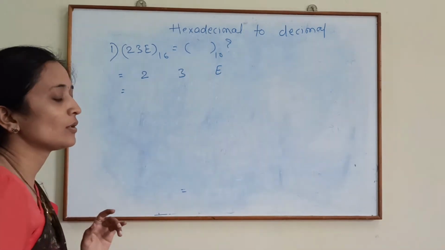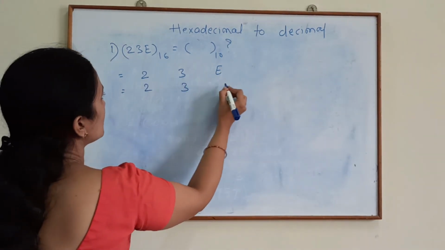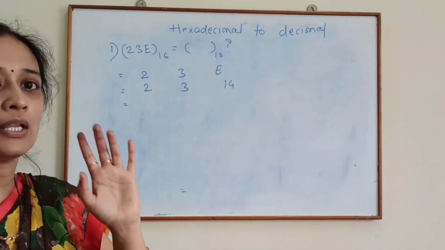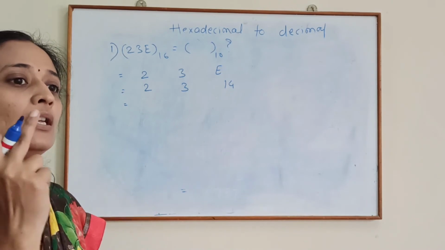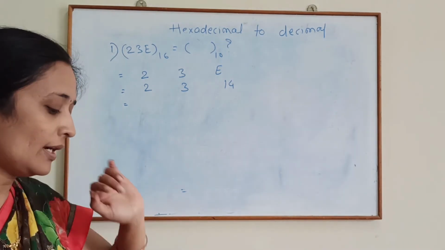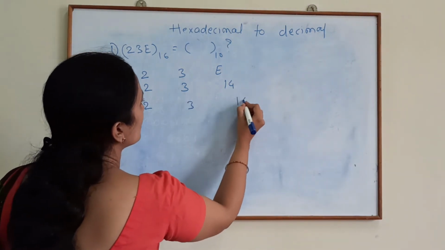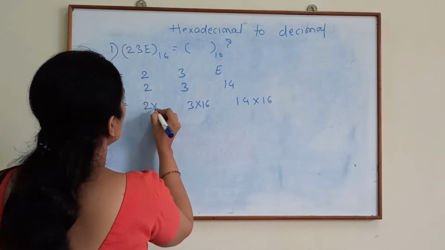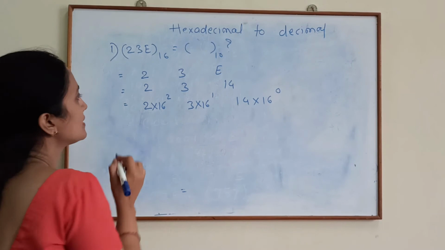E means what? Number 14. Therefore, write 2, 3, 14. Multiply each and every digit with its weight. How to find out the weight? From the right hand side, multiply number 16 with the power starting from 0 in increasing order.